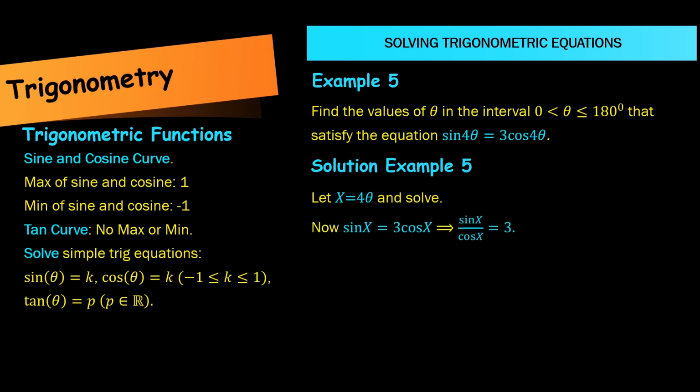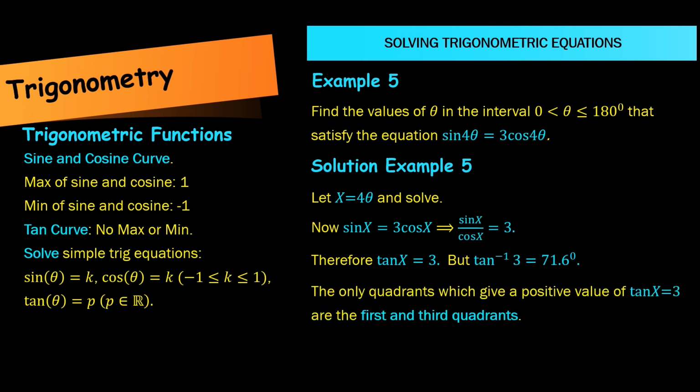Sine X equals 3 cos X implies that sine X over cos X equals 3. Of course, here we've simply divided through by cos X. Therefore, tan X equals 3. However, from your calculator, you can find that tan inverse of 3 equals 71.6 degrees. The only quadrants which give a positive value of tan X equals 3 are the first and third quadrants.